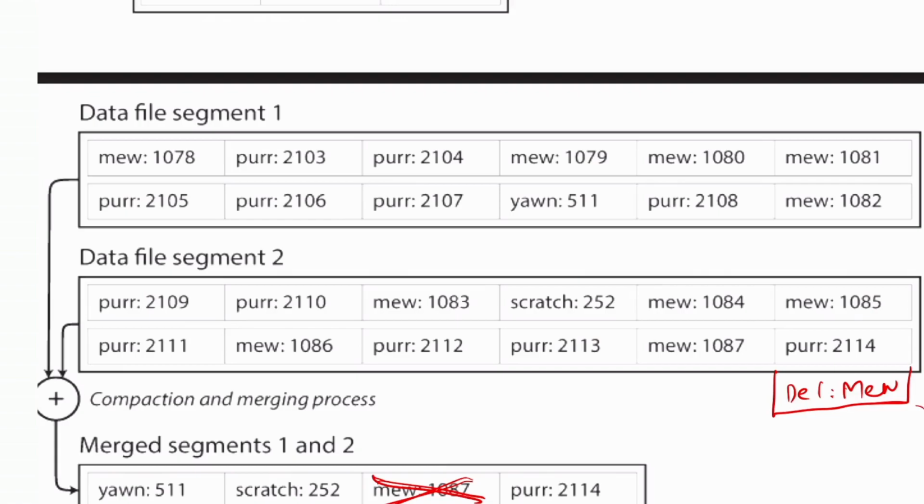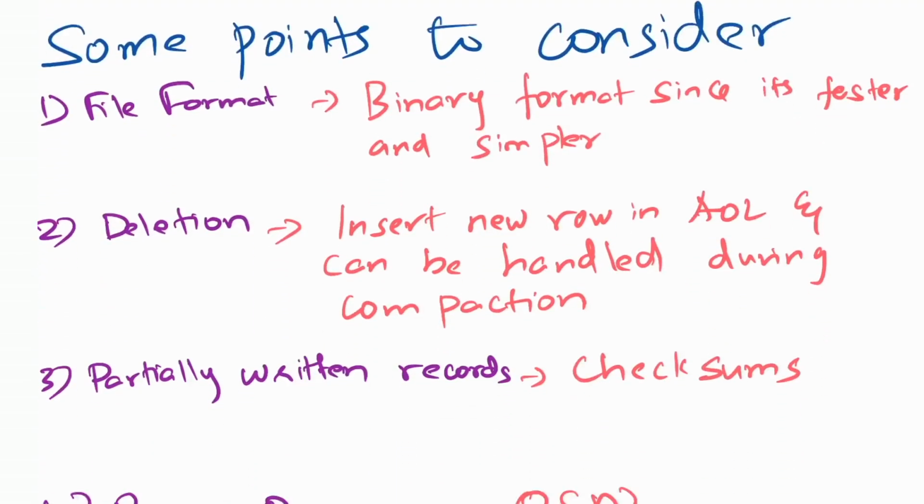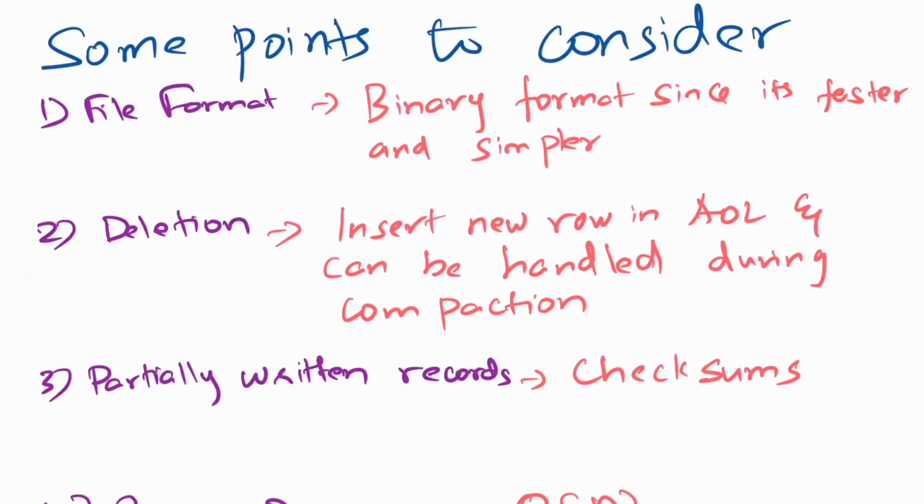Even when it's not compacted, it's not there in your hash map because when you add this entry, you also remove it from the hash map.